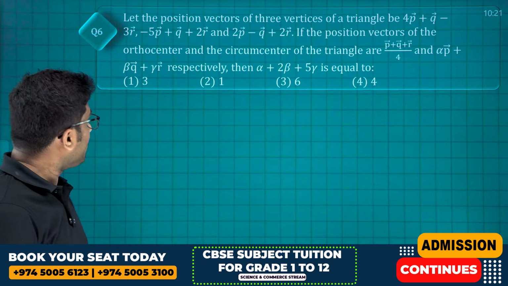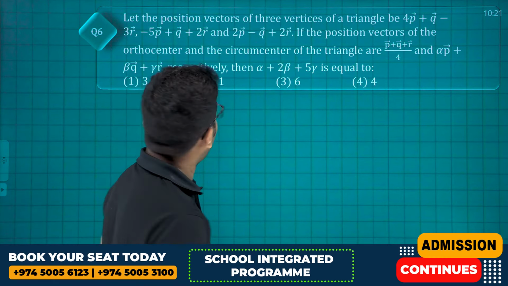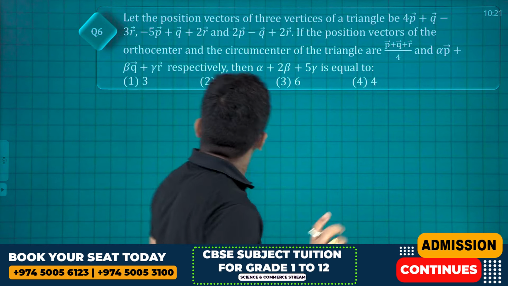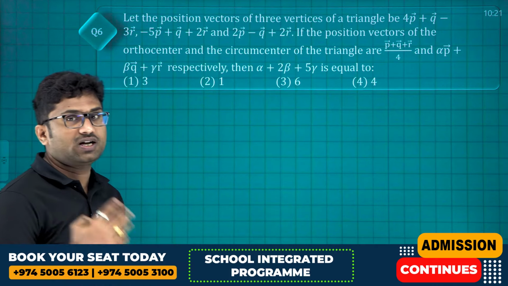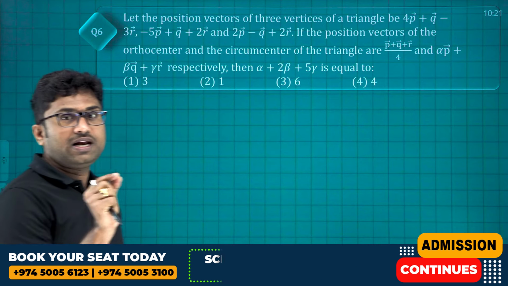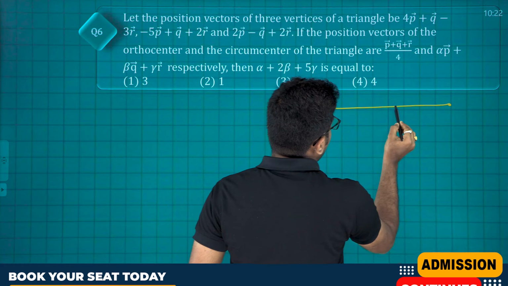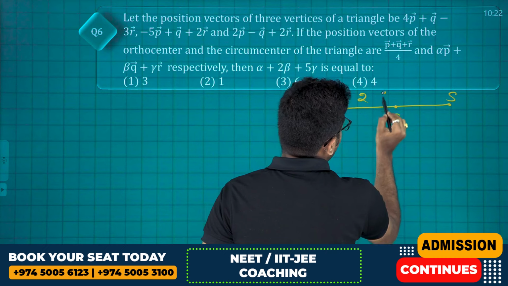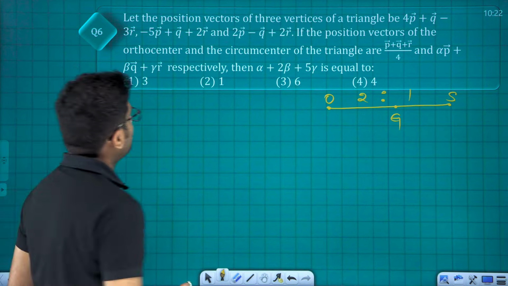Next question. If the position vectors of 3 vertices of a triangle are 4p bar plus q bar minus 3r, minus 5p plus and so on. The position vectors of orthocenter and circumcenter are given along with the vertices. That means the only relation which helps us is G divides OS in the ratio 2:1. Centroid divides orthocenter and circumcenter in the ratio 2:1. Centroid divides OS in the ratio 2:1. That's it. First, from here we will get the centroid.